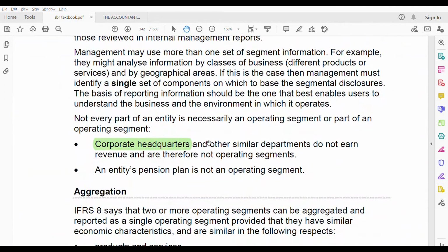And other similar departments do not earn revenues and therefore are not operating segments. So if they do not earn revenue, they cannot be called operating segments, even similar departments to corporate headquarters. An entity's pension plan is not an operating segment. You see, even the pension plan is not an operating segment, because we don't earn revenue from that.